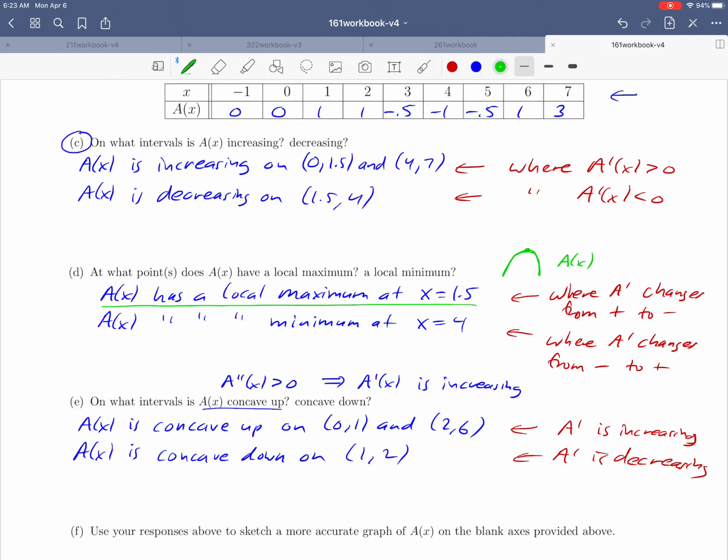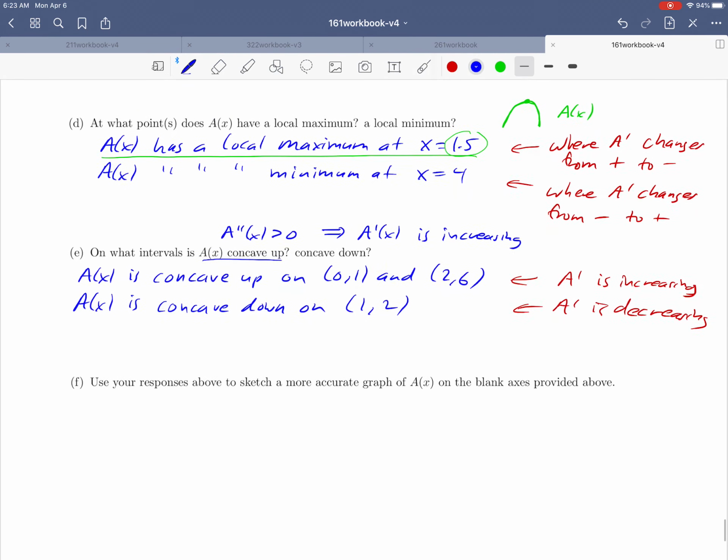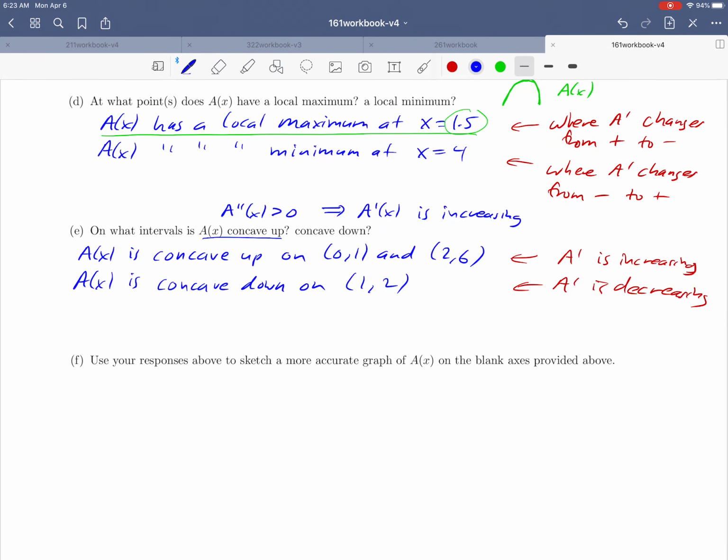The fact that we have a local maximum at x equals 1.5, and 1.5 is not a particularly nice number. It's not on this table of values that we have up here. So I'd like to see if we can figure out what the value of A is at 1.5, just so we can add a point to our graph. All right, so let's scroll down here and see if we can figure that out.